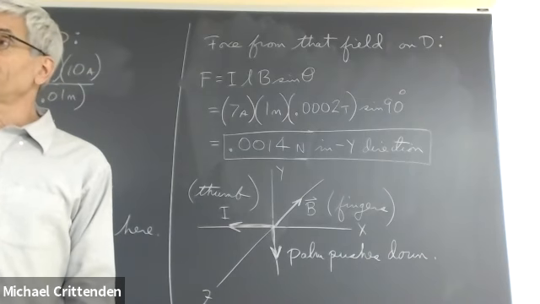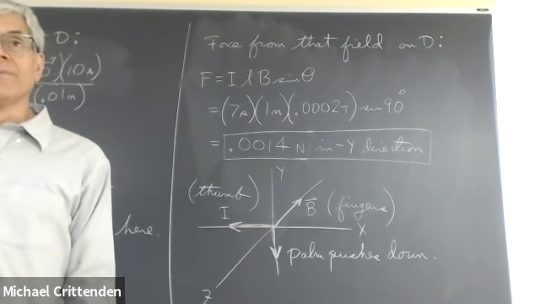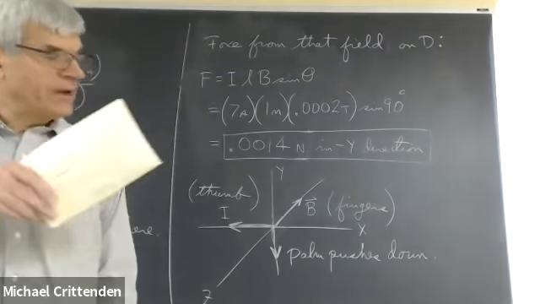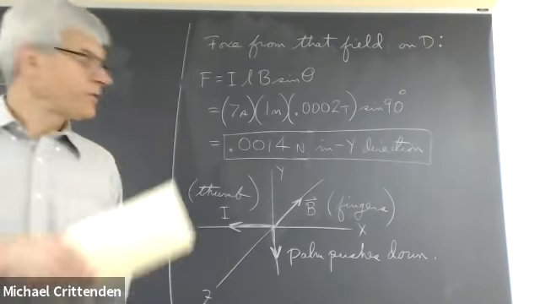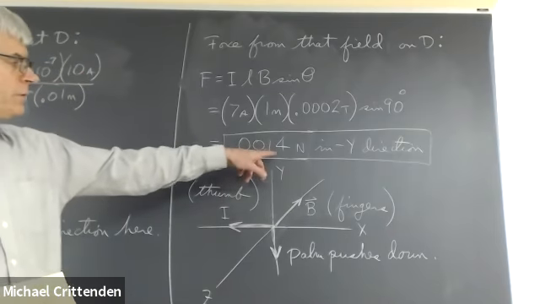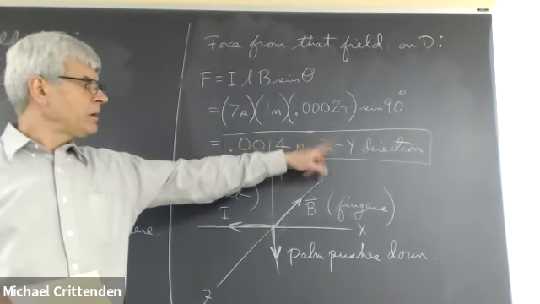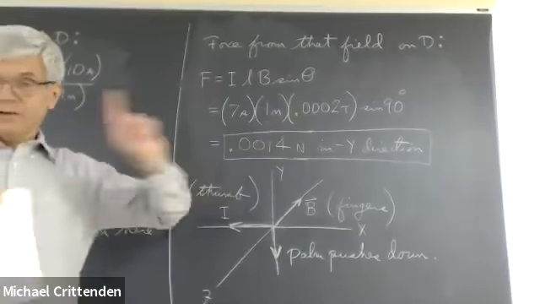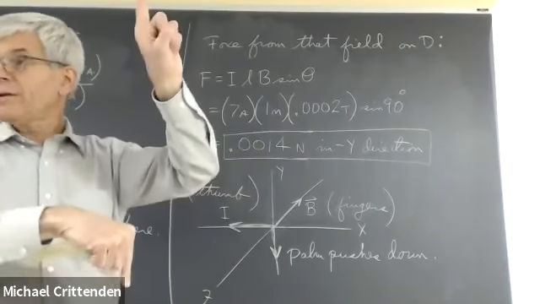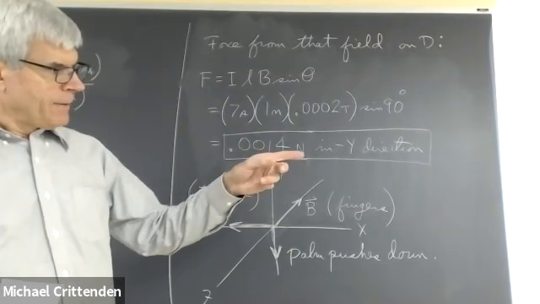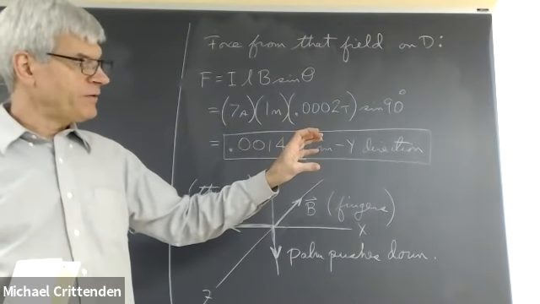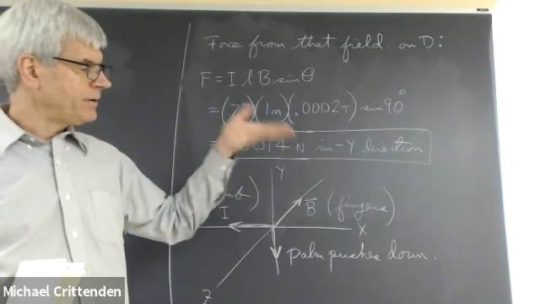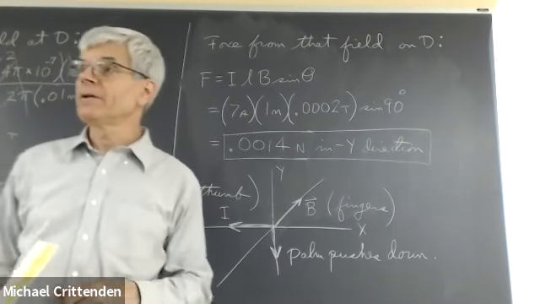Easiest way to look at it is just to say Newton's third law. If C pushes on D, D pushes back on C with an equal and opposite force. It would be 0.0014 in the plus Y direction. So they repel each other. If the direction of the currents had been the same as each other instead of opposite, then it would have been an attractive force rather than repulsive.